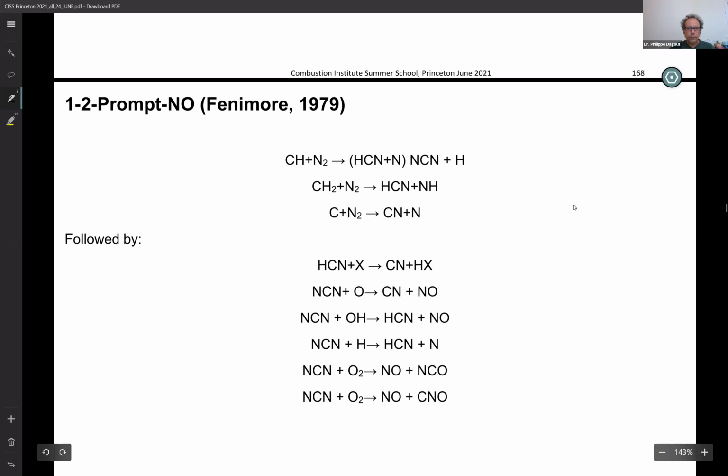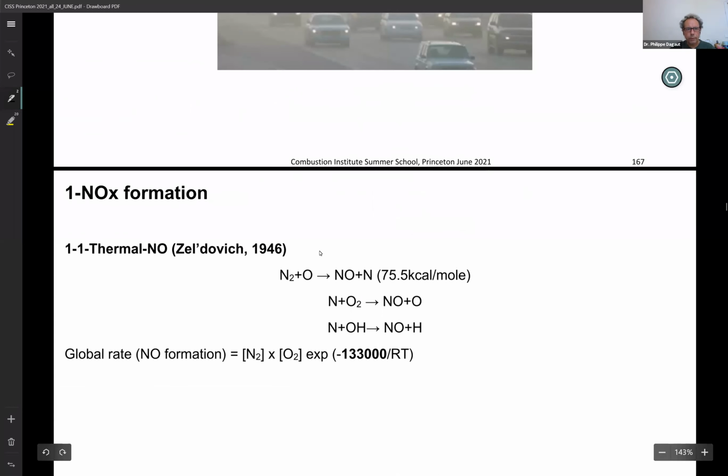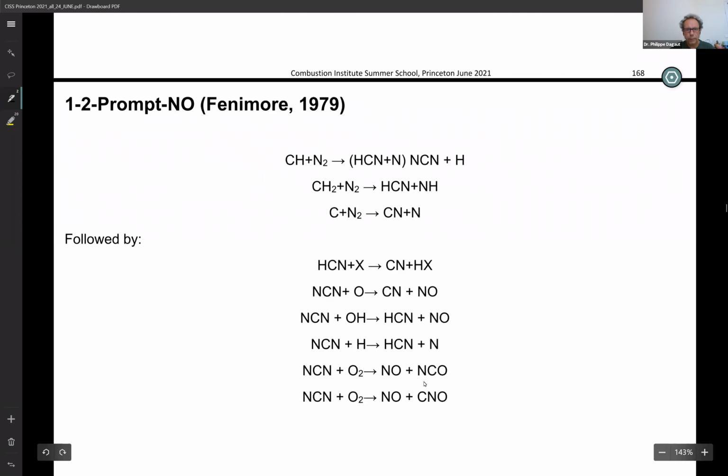So this reaction is important at lower temperature. And in fact, when you are able to remove the thermal NO, the remaining formation of the NO goes through this reaction mechanism here.